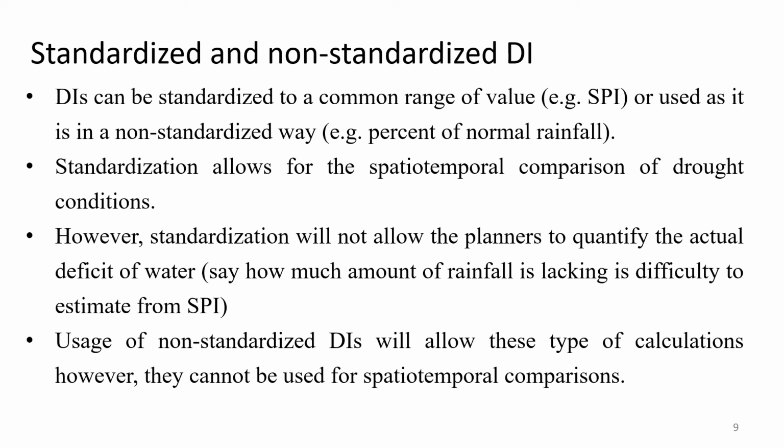So some drought indices are standardized, some are not. The advantage of standardization is that it allows for spatio-temporal comparison of drought conditions. That is, say as a government agency or some operational drought monitoring agency, I want to compare how severe drought is over the country, or how severe drought is between the last drought event and this drought event.